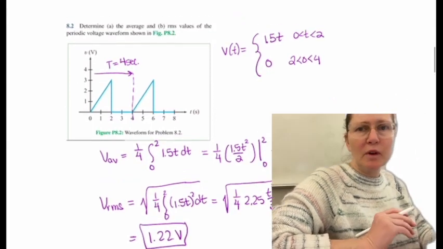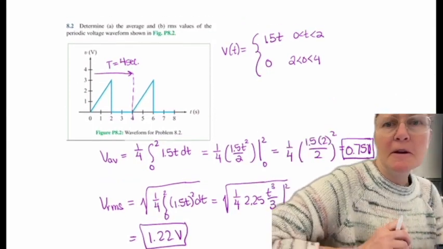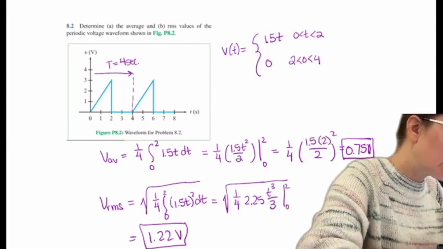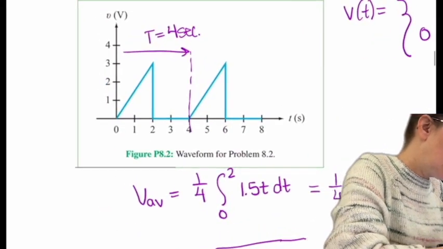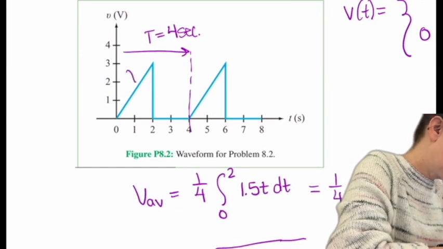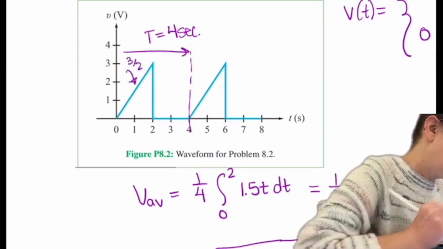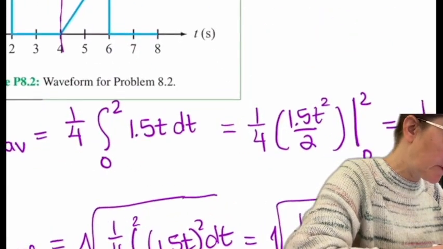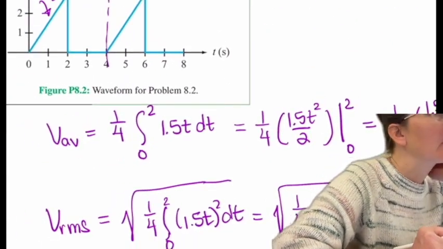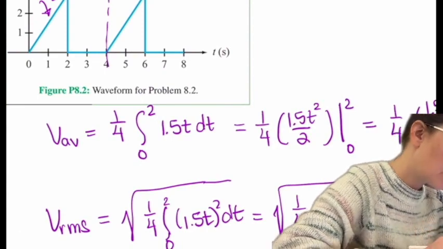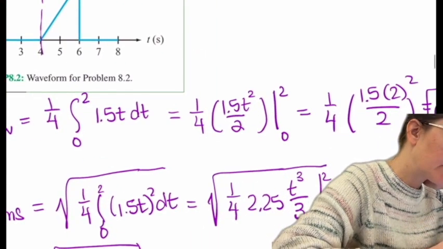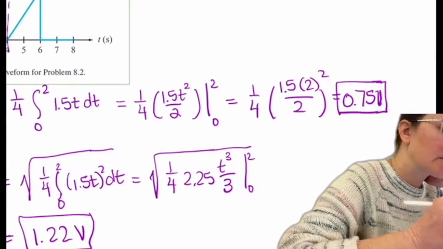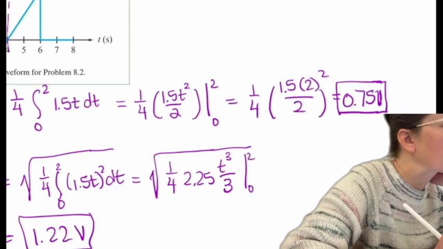So, hopefully you found that the slope was 3/2. So from 0 to 2, it's 3/2, and then 0 from 2 to 4. So plugging that in, you have 1/4, and integrate it from 0 to 2 of 1.5t, which becomes 1.5t squared over 2, and evaluate from 0 to 2, and gives 0.75 volts.